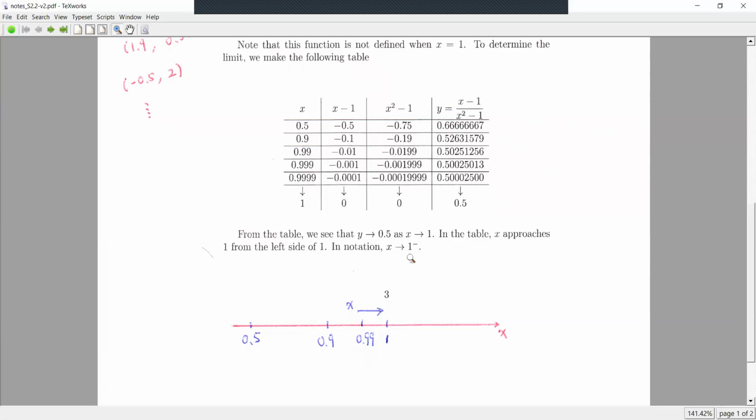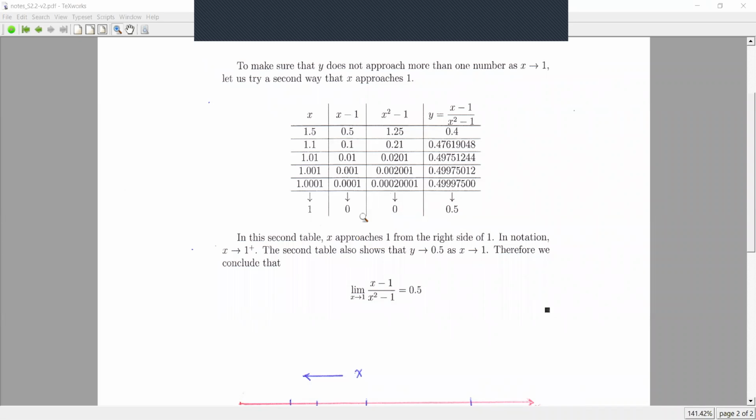To mean from the left, according to the book, we put a minus sign behind 1. 1 minus means x approaches 1 from the left side. So to make sure, when x approaches 1 in other ways, the function still approaches 0.5. In the following, I make a second table. In this table, I let x approach 1 from the right side.